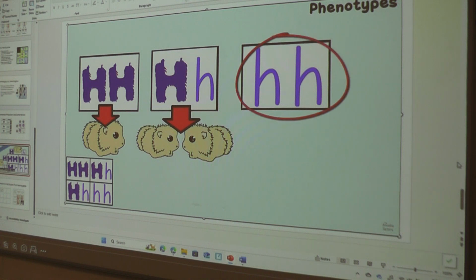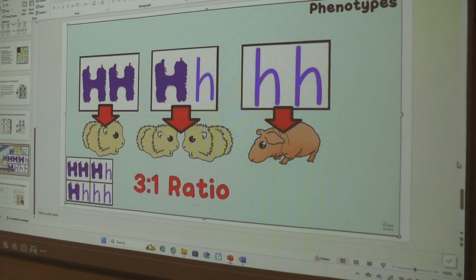The homozygous recessive baby, which was little h, that baby has no dominant allele present. So this little guy would be hairless. So you could say the phenotype ratio is 3 have hair to 1 that's hairless. Or a phenotype percentage could be 75% hair, 25% hairless.